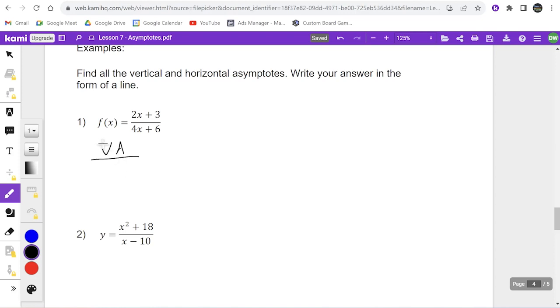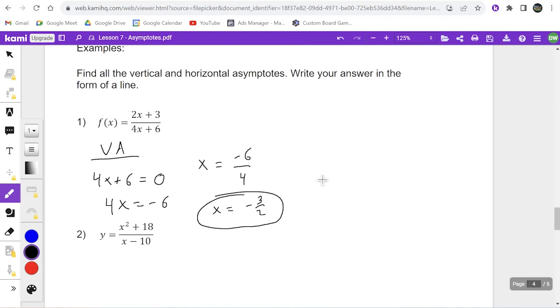Remember, vertical asymptotes, how do I find those? You set the denominator equal to 0. So 4x plus 6 equals 0. Subtract 6 from both sides. 4x equals negative 6. And then you'll get x equals negative 6 over 4, which reduces to x equals negative 3/2. And there's our vertical asymptote. Any questions?